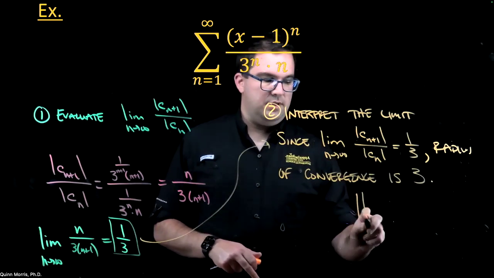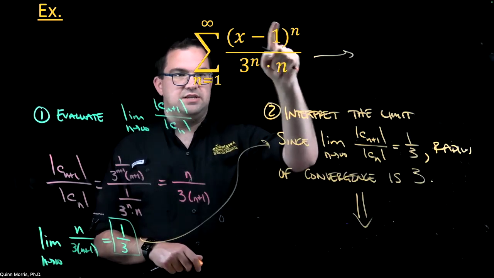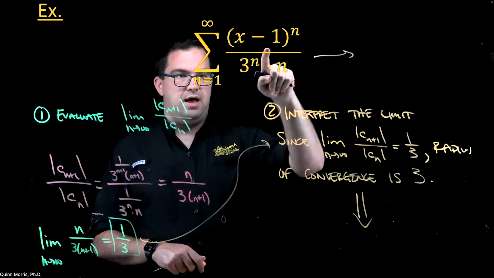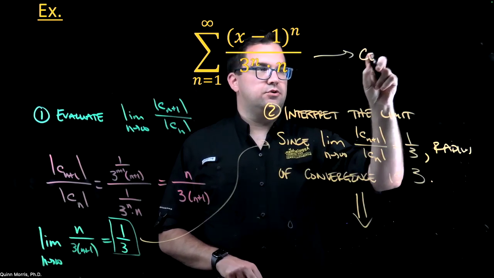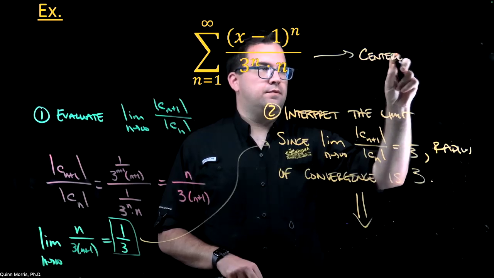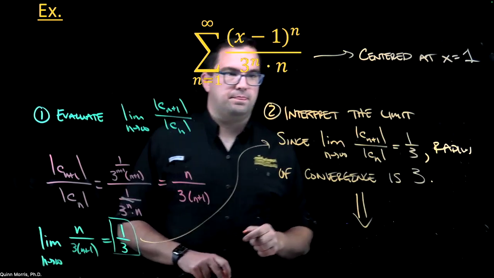Now, what does that tell me? Well, if I go up here and look at my series, this series was centered at x is equal to 1, x minus a, so my a is 1. So this was centered at x is equal to 1, okay?